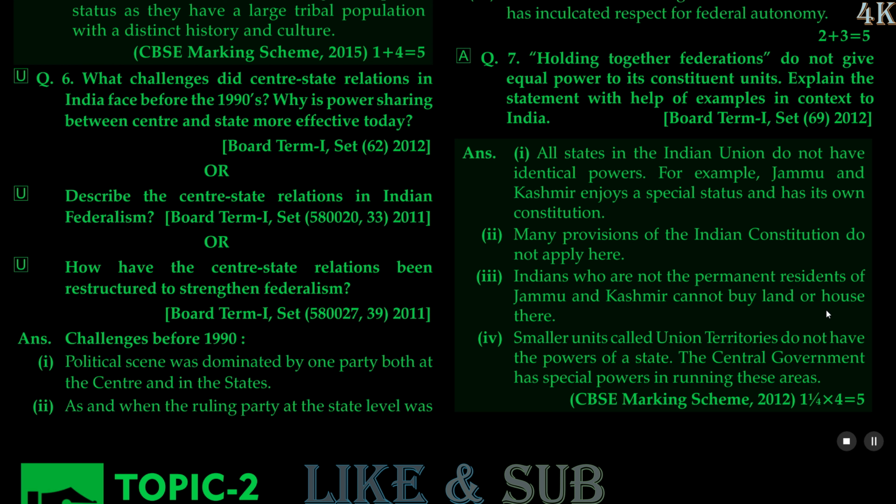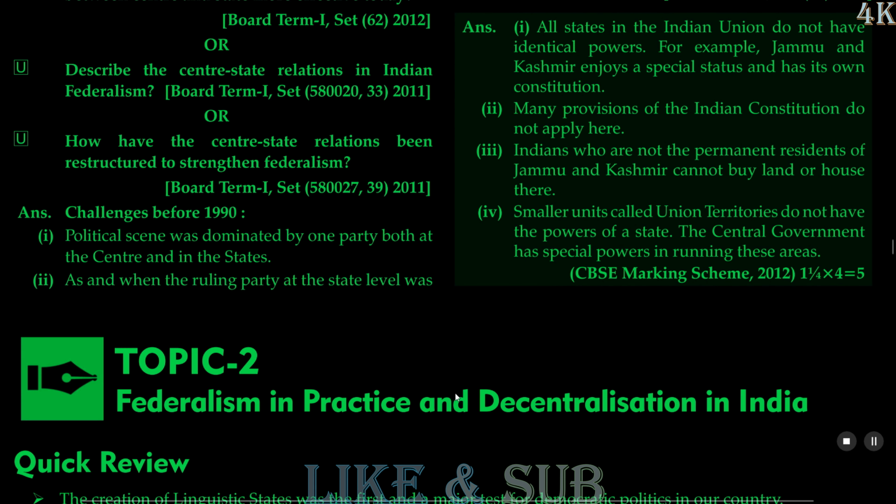Answer: All states in the Indian Union do not have identical powers. 1. For example, Jammu and Kashmir enjoys a special status and has its own constitution. 2. Many provisions of the Indian constitution do not apply here. 3. Indians who are not the permanent residents of Jammu and Kashmir cannot buy land or house there. 4. Smaller units called union territories do not have the powers of a state. The central government has special powers in running these areas.